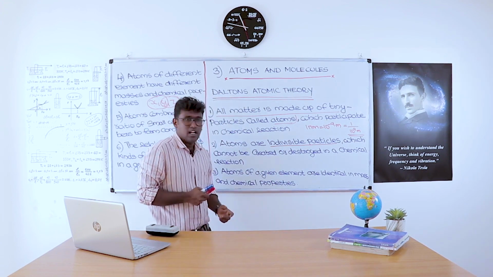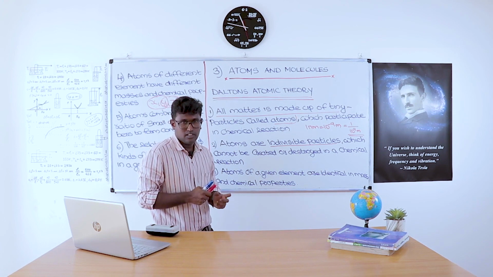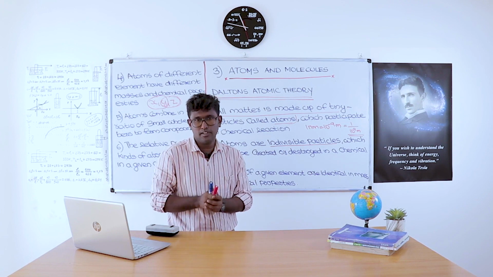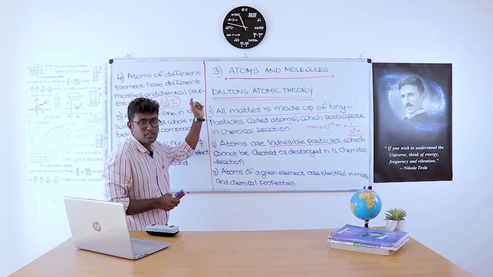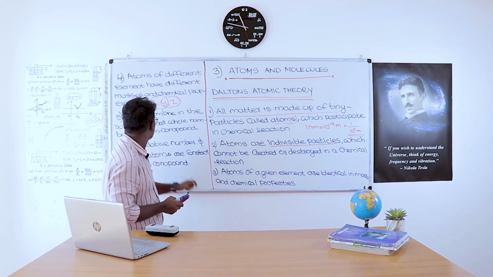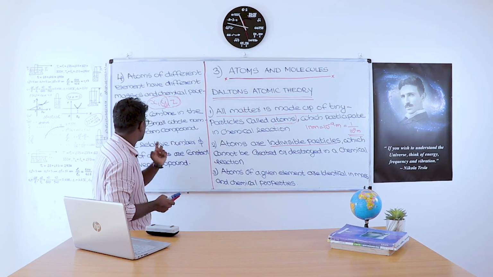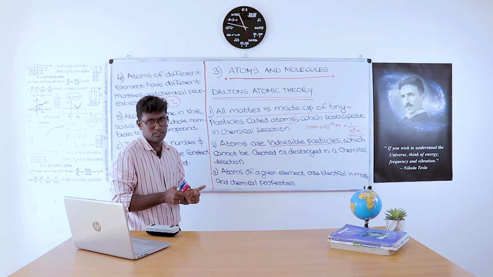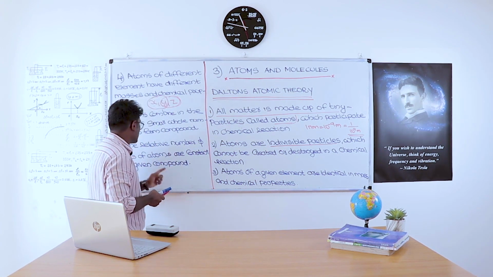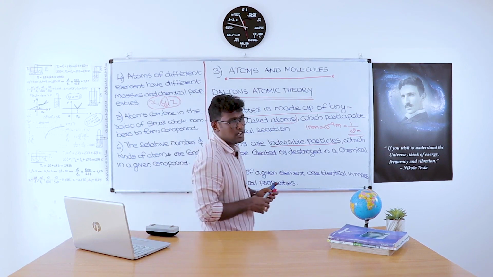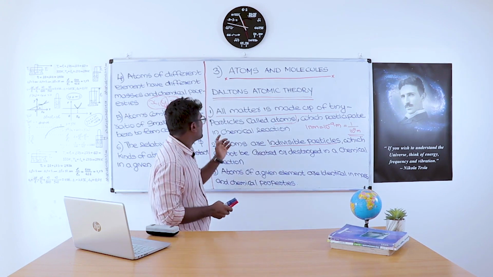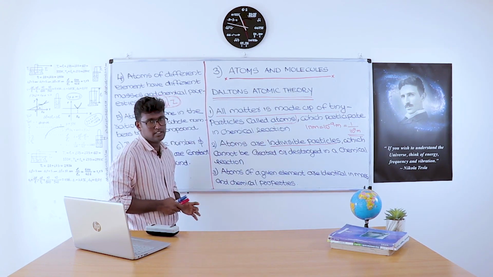The third one is that atoms of the given element have identical mass and similar chemical properties. Vice versa, atoms of different elements have different mass and different chemical properties. Atoms combine in the ratio of small whole numbers to form a compound, and the relative number and kinds of atoms are constant in a given compound. So these are the atomic theory points related to John Dalton.